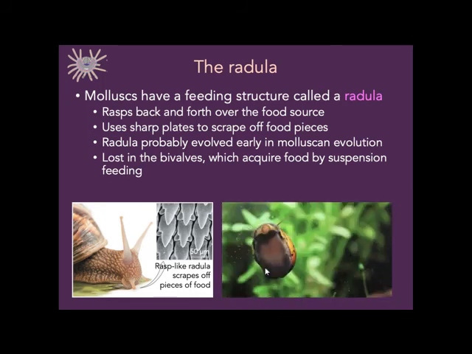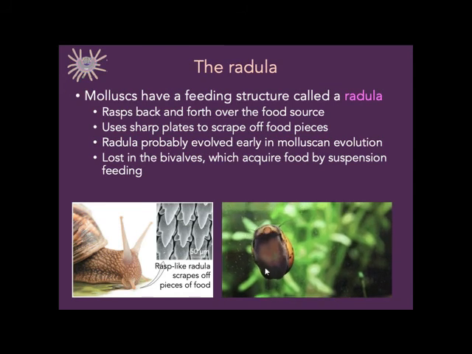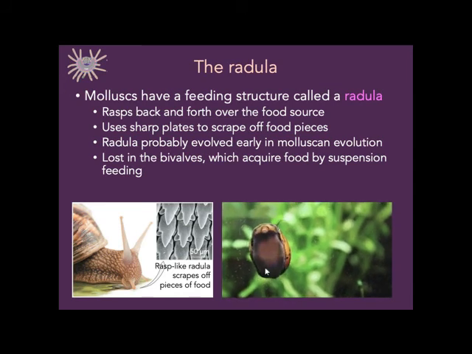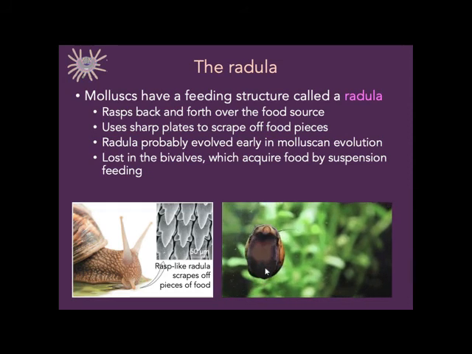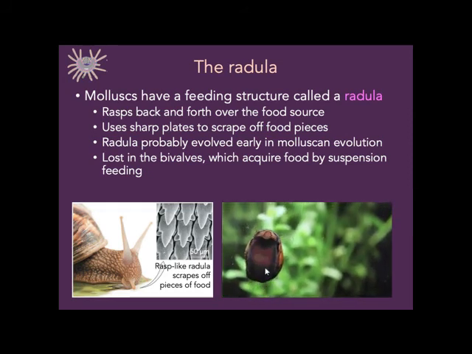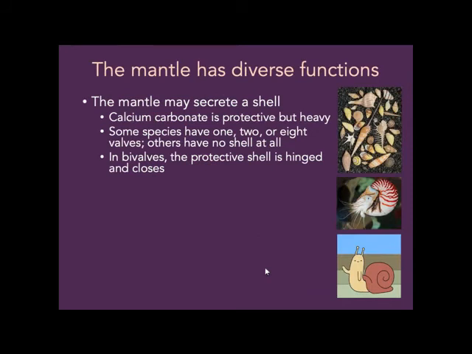So the mantle might secrete a shell if it's a mollusk with a shell. The shell is made of calcium carbonate, which is protective but really heavy. So some species have 1, 2, or 8 valves, and some have no shells. In bivalves, they have 2 shells, which are connected by a hinge and can close up. And the shell always represents a trade-off between protection and mobility.